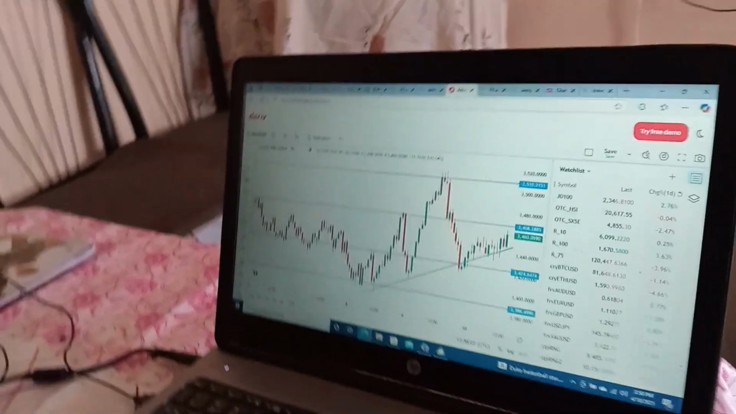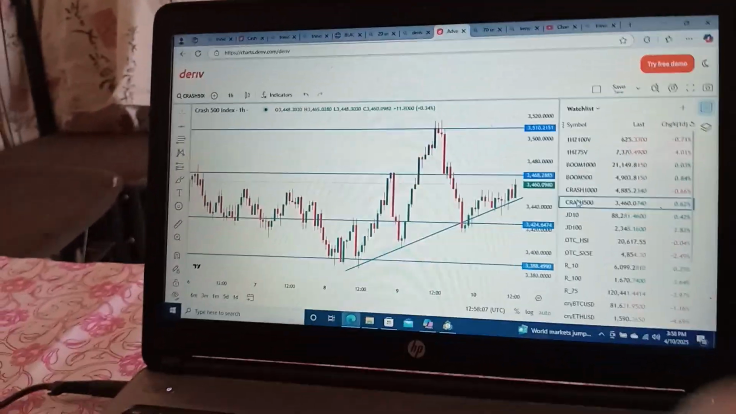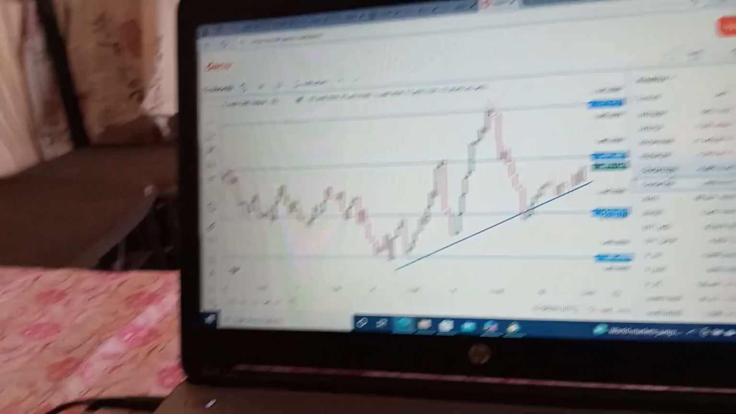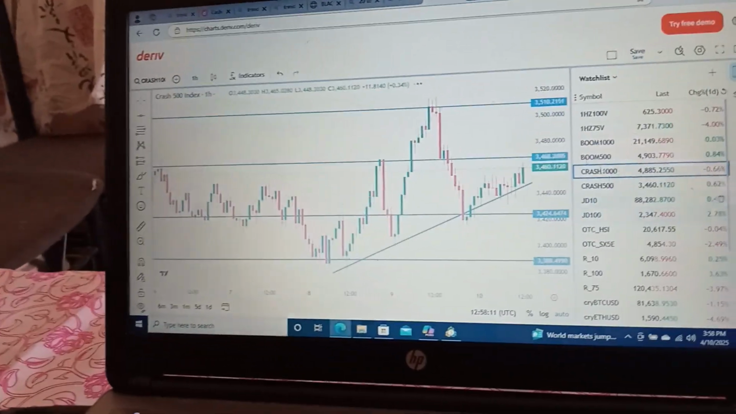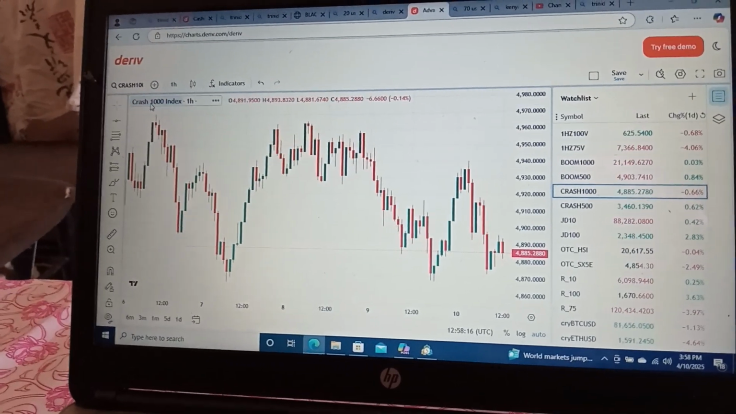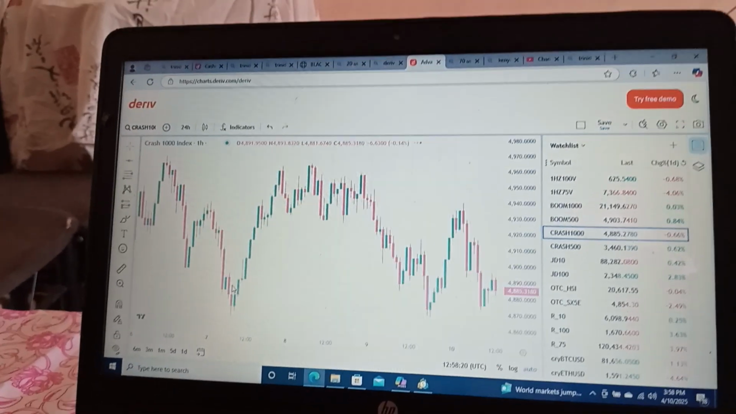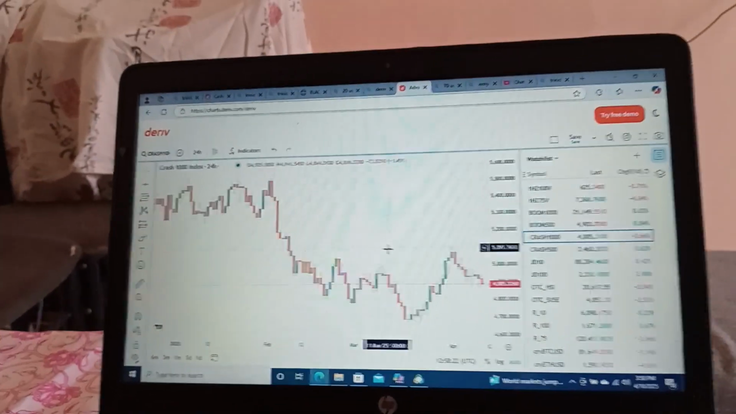Let's continue with our chart. We go to another chart. We're going to analyze now another chart, Crash 1000. We have already analyzed this. We are waiting for this level. On the Crash 1000, we are going to start with the 1 day time frame.